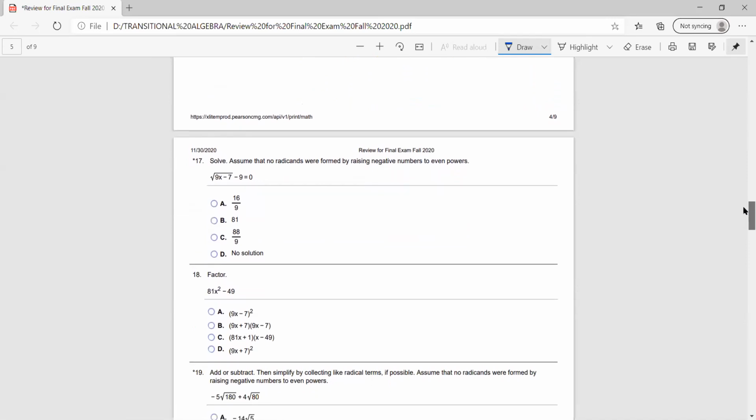Number 17 says to solve this, assume that no radicands were formed by raising negative numbers to even powers. So we've got the square root of 9x minus 7, minus 9 equals 0. Well, I know I need to get rid of the square root to get to this x, but I'm going to start by moving this minus 9 to the other side of my equal sign. So that's going to get me the square root of 9x minus 7 equals 9.